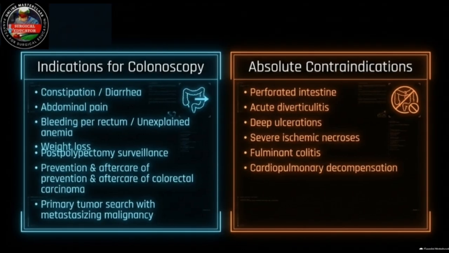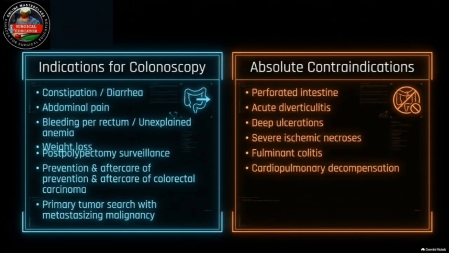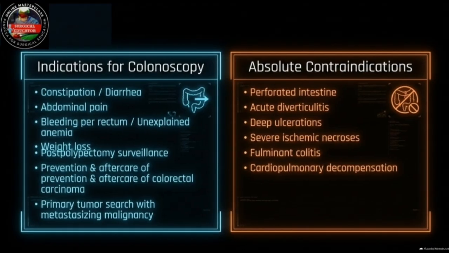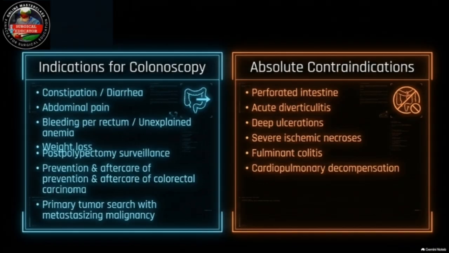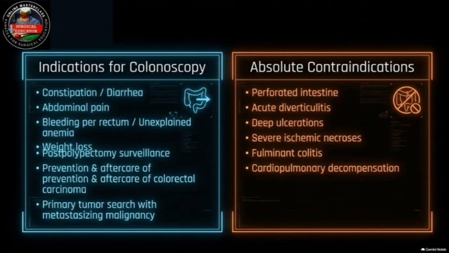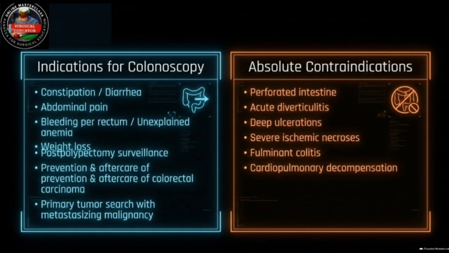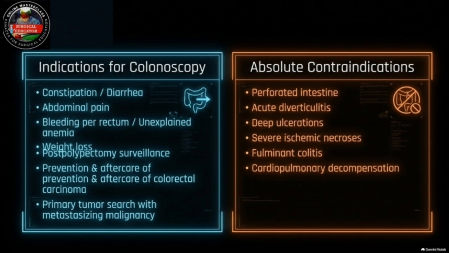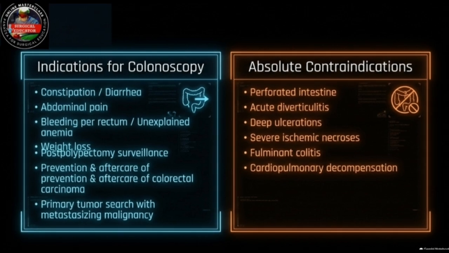But looking at the absolute contraindications on this slide, something kind of jumps out at me. Oh yeah, what's that? Well, if a patient has fulminant colitis, meaning their colon is experiencing severe, rapid onset inflammation, why wouldn't we want to use our best internal camera to see exactly how bad the damage is? Why fly blind there? That is such a good question, and it's a really critical distinction to make.